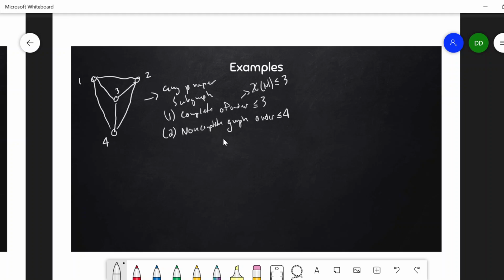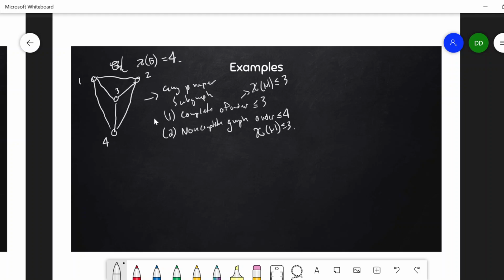And same thing here, if I have a non-complete graph of order at most 4, remember if it's non-complete, I never need to use n colors to color the graph. It's less than or equal to n minus 1. So this would also be less than or equal to 3. However, the chromatic number of G is exactly 4. And so K4 has this property.